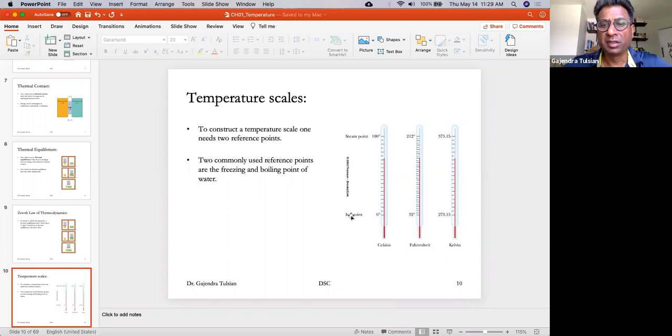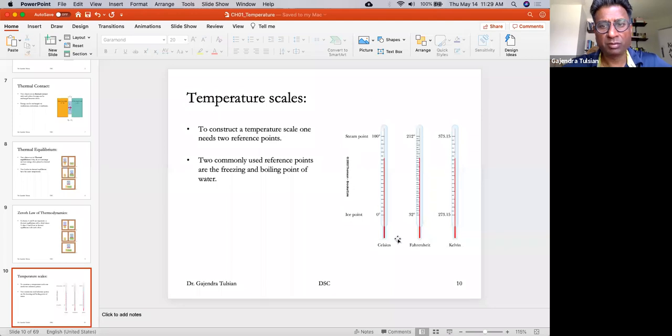This is from experience, what we find is that water freezes at the same temperature, at 1 atmospheric pressure. If you freeze water today at 1 atmospheric pressure and freeze it tomorrow morning, or 10 years from now, you find that it freezes at the same temperature. Similarly, water boils at the same temperature at a pressure of 1 atmosphere. At different pressures, it boils at different temperatures, but at 1 atmosphere, it boils at the same temperature.